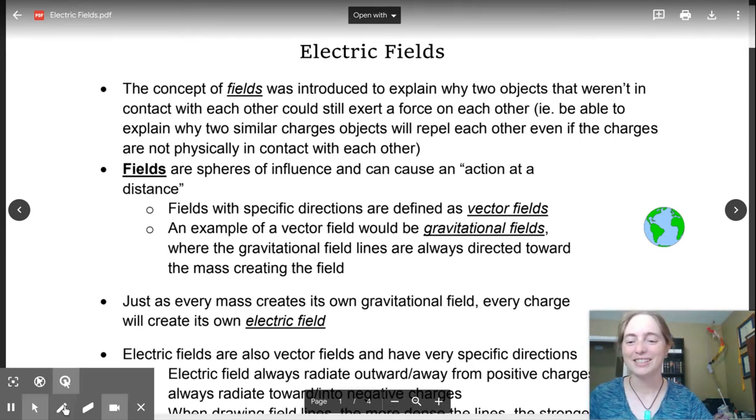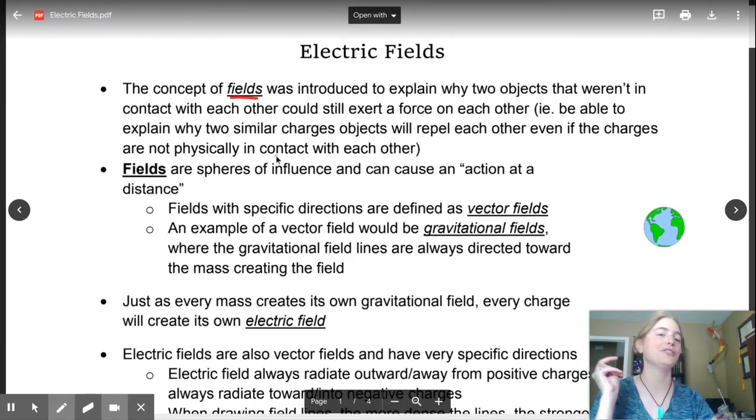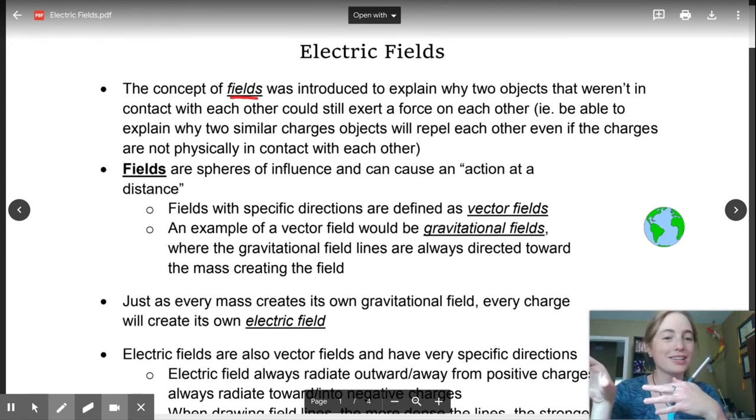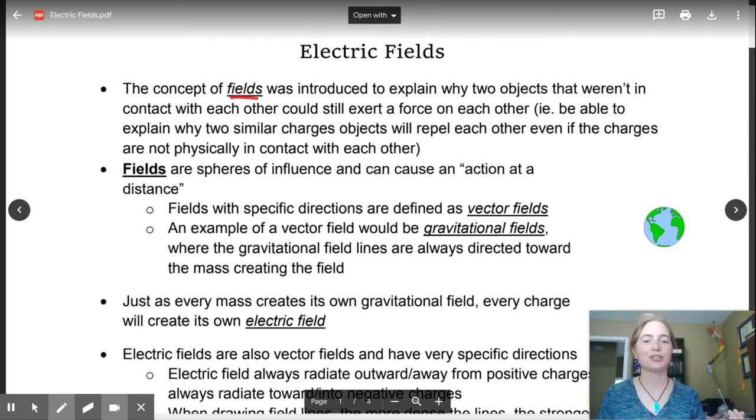Okay. So, ladies and gentlemen, the concept of fields was introduced to explain how two objects that aren't in contact with each other are still able to exert a force on each other. So why two similar charges repel, and why two different charges are going to attract, and how gravity works, even though they're not in contact with each other.